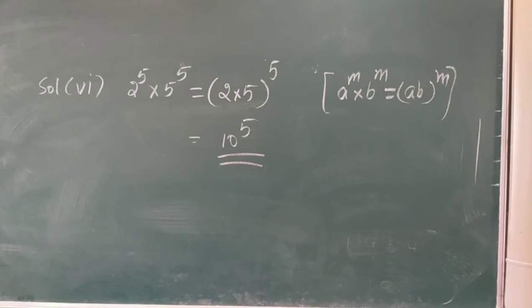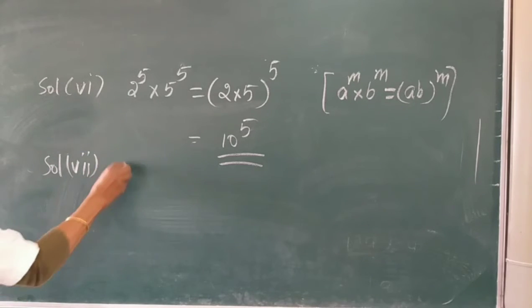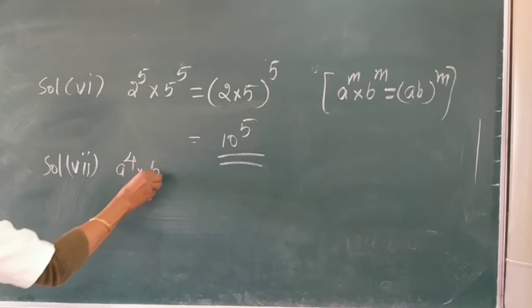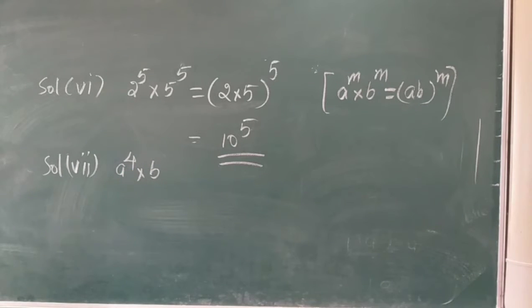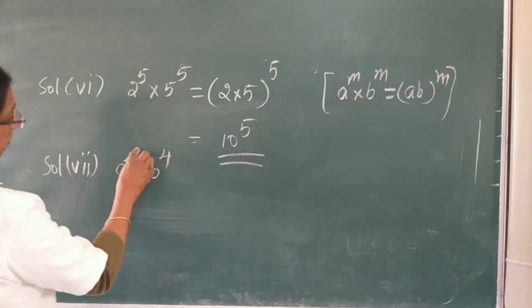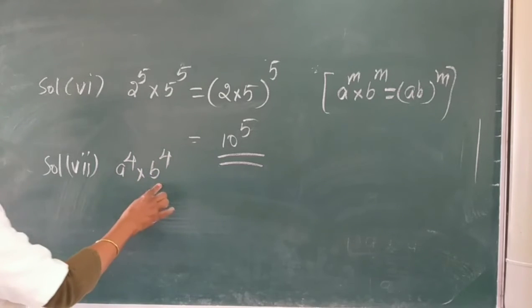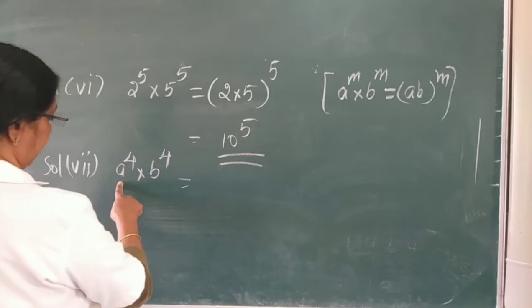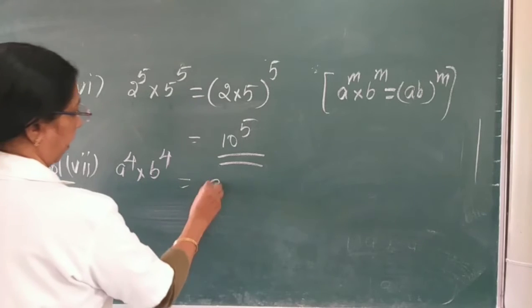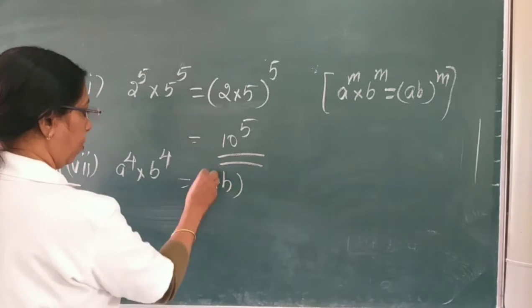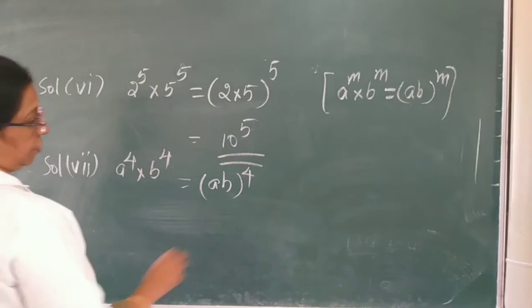Now the second one is a raised to 4 into b raised to 4. Solution 7: a raised to 4 into b raised to 4. Same powers, different bases. Here, the base is ab. So it is ab the whole raised to 4.